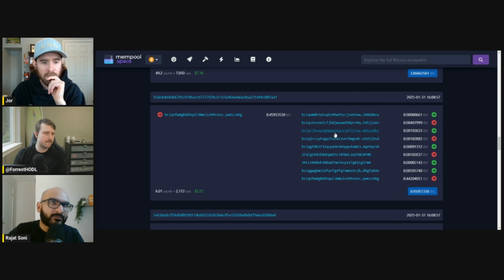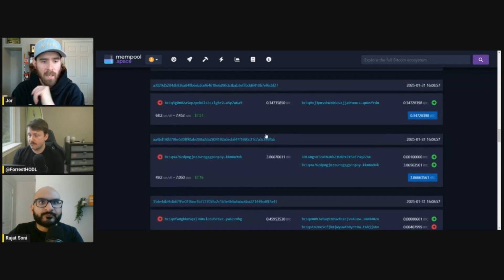So this is what a batched transaction could look like. I'm not saying that this is one, but this is what it could look like. For example, you have here one transaction with this many outputs that cost you $2.21. So you're paying, how many outputs are there? 10, maybe 22 cents an output. In any other case, you'd be paying a lot more.